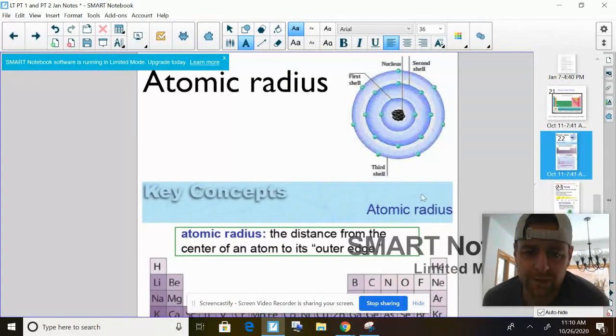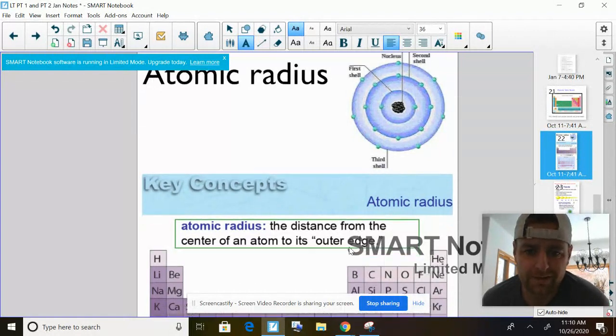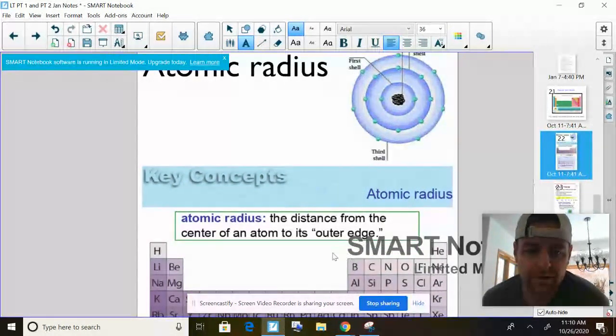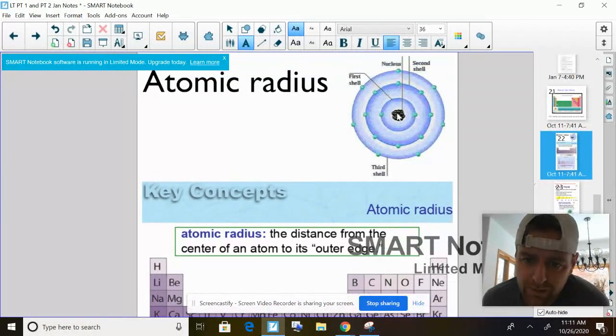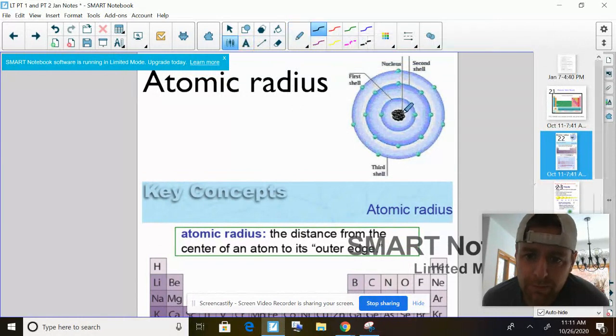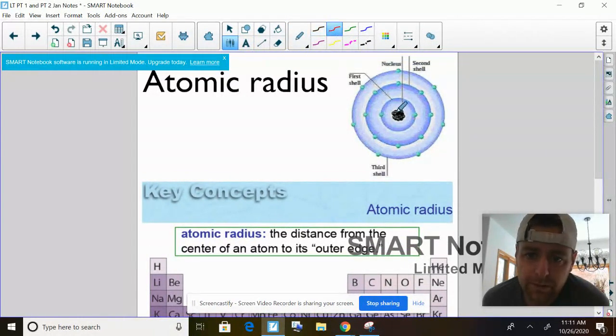The first one's called atomic radius, and it's exactly kind of how it sounds, but the definition is the distance from the center of an atom to its outer edge. So basically you're talking about from the center here, let's get red, to the outer electrons, which we call valence. So that's the radius, all right?